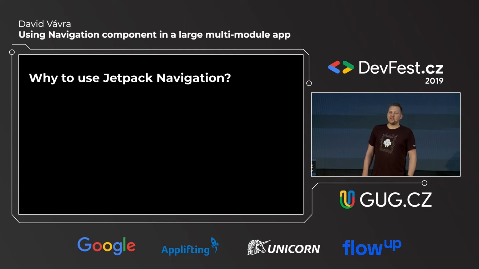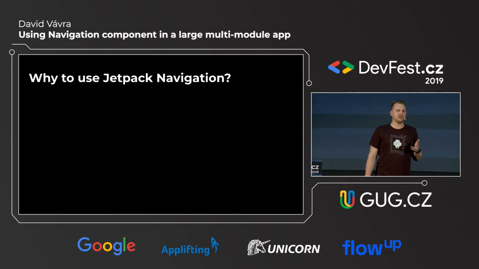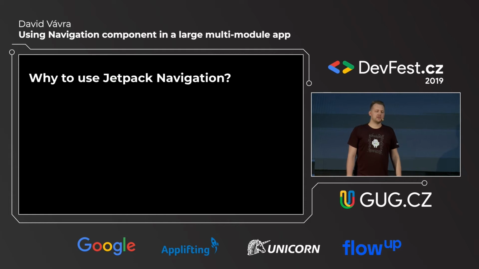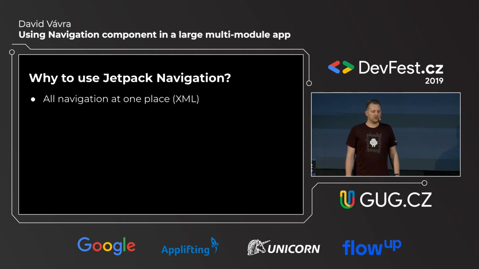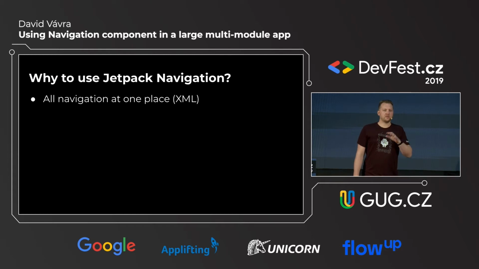So first, I would like to talk about why to use Jetpack Navigation in the first place. It's a kind of a new thing, like 1 year old. It's a library from Google. And why to use it? So the main benefit is you have all the navigation at one place. There is one XML containing all the navigation into your whole app. So it's on one place, you can reason about it. There's also Android Studio support, so you can generate this graph of all the screens in your app, where does it go.